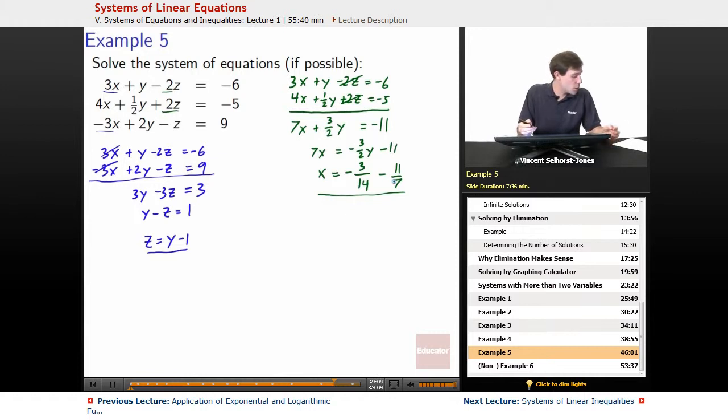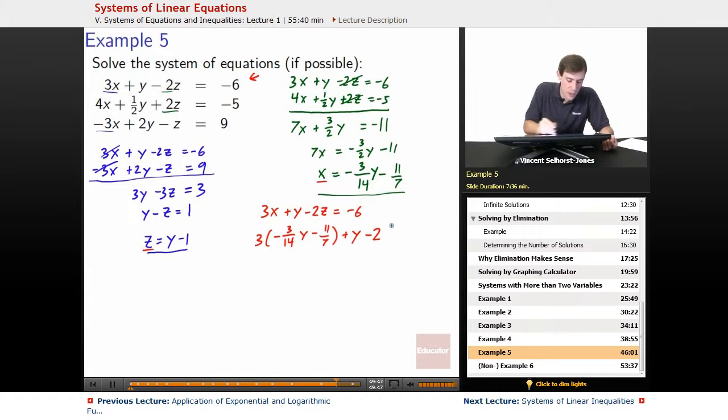So at this point, let's figure out which one we want to plug it into. Let's choose 3x plus y minus 2z equals negative 6. That'll be fine. Now, we know that x is equal to this stuff over here. So we've got 3 times negative 3. Oh, whoops. That was one big mistake here. Forgot to put that y down. Sorry about that, guys. So negative 3 over 14 y minus 11 over 7, plus y, since we don't substitute for y because we're going to solve for y at the end of this, minus 2 times, and over here, z is equal to y minus 1, equals negative 6.